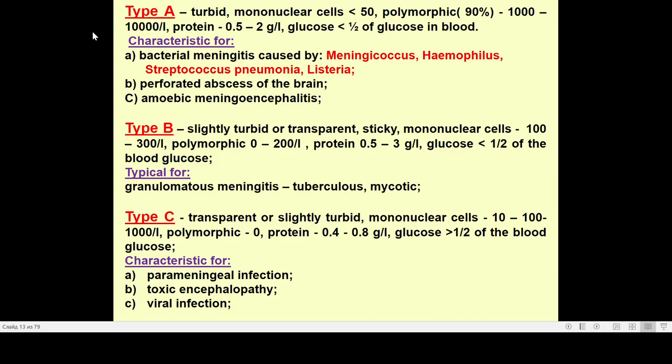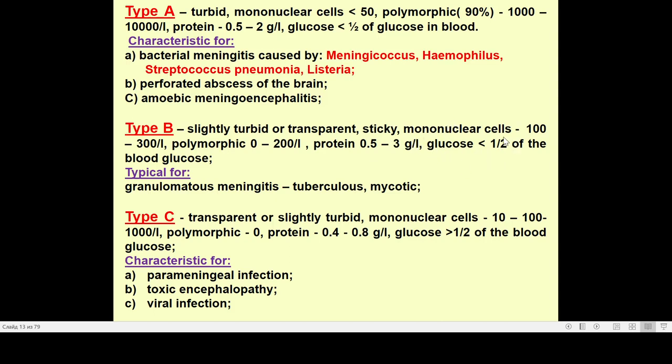So again, we return to the strategy I described before. First of all, check not cells but the level of protein; it gives you the answer whether inflammation is present or not.